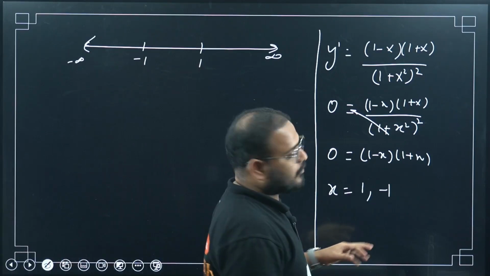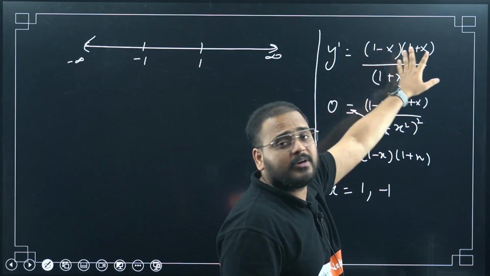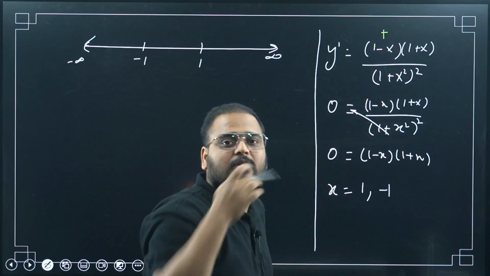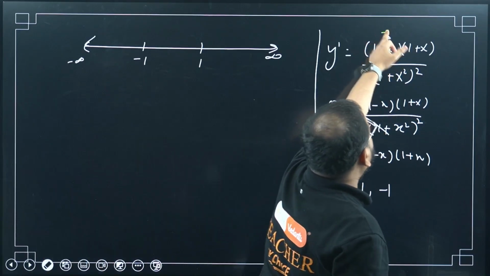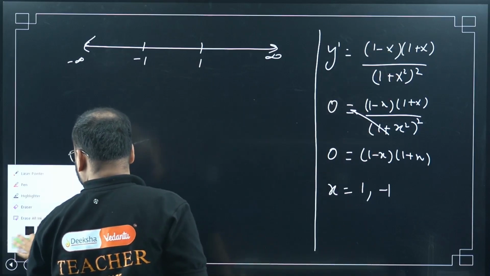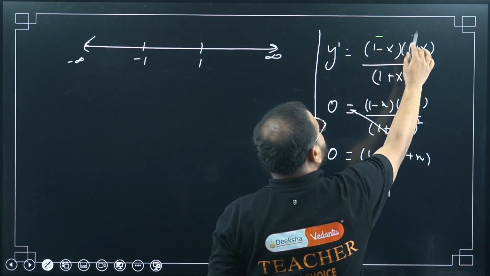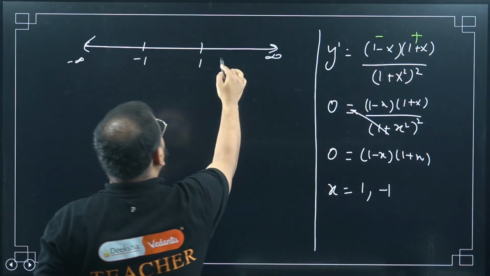If I put anything after 1, the denominator will not change, right? It will be a positive number. I have to check only the numerator part. After 1, this will be positive, more than 1. No, sorry. After 1, it will be negative. Forgive me. x will become bigger after 1, so this will be negative. This will be positive. What is the product? Negative. So this is going to be negative.